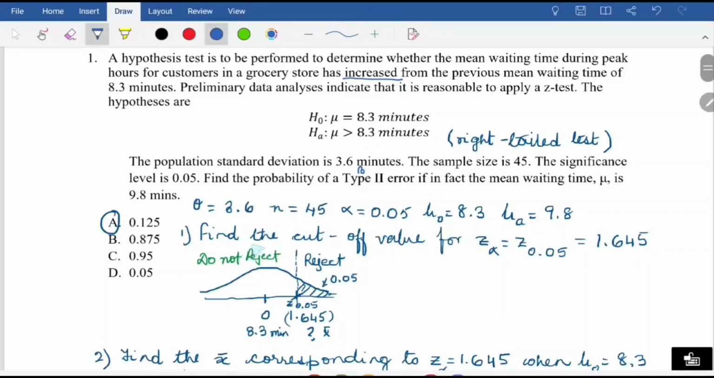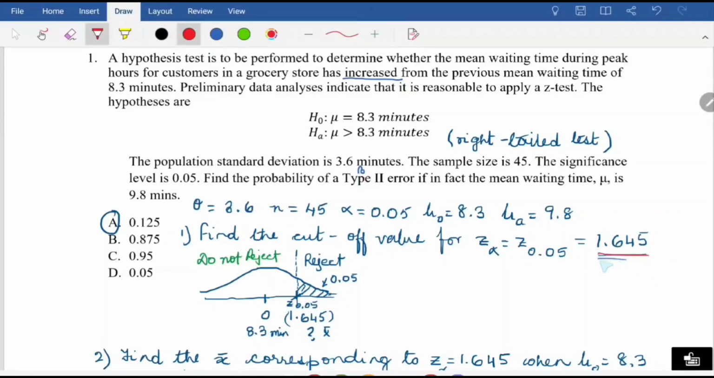All right, so the first step is to find the cutoff value for z of alpha, which is z of 0.05. And in the first step, what we do is we find the critical value based on the fact that the null hypothesis mean is true. The critical value we used in order to perform the hypothesis test with mu equals 8.3. All right, so you can look up your tables. It should be a value 1.645.